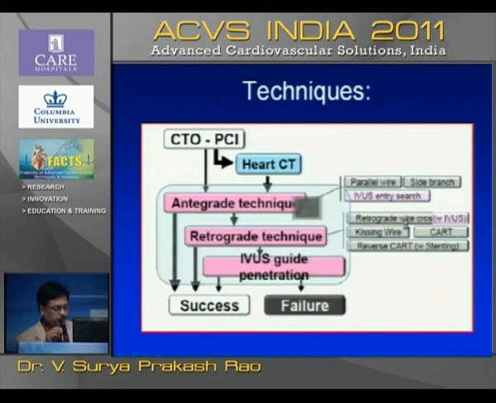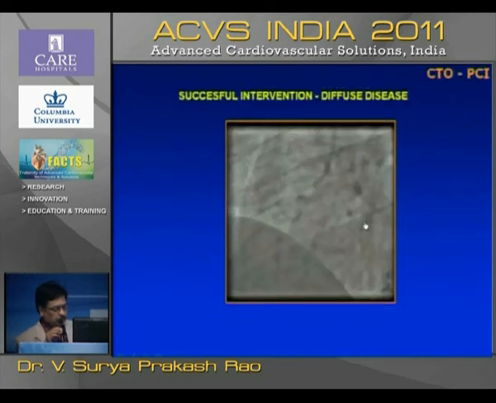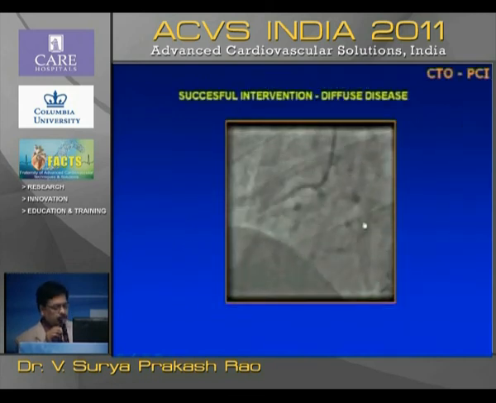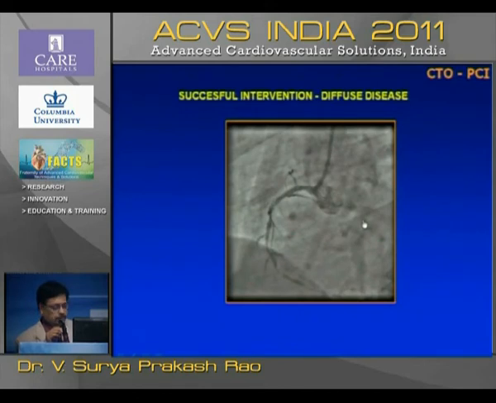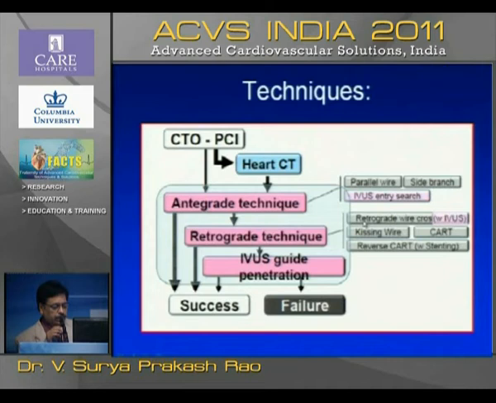how much benefit the patient got in this, I don't know. Because of the long diffuse disease, we could not do anything after opening for 2 hours. The procedures like antegrade, retrograde, IVUS guided, parallel wire technique, side branch, we will discuss on the coming slides.